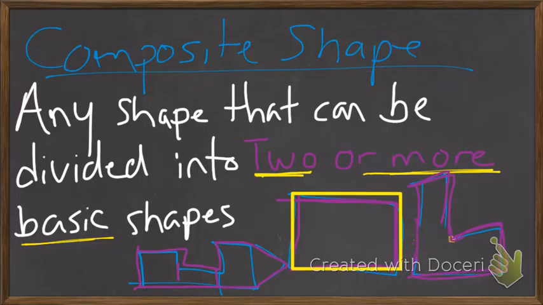But I can't really find the area of that. I mean, I can find the perimeter. I could just measure all the sides. Yeah, true. But the area, there's no formula for that. So what we'd have to do is cut it in half and find the area of this and the area of this.